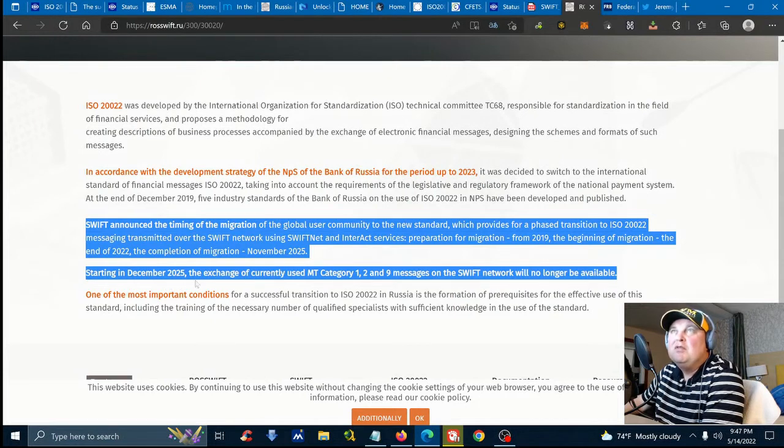Starting in December 2025, the exchange of currently used MT category 1, 2, and 9 messages on the Swift network will no longer be available. That's also just confirming that the two systems will piggyback on each other until 2025, and then eventually Swift will break off and no longer be a part of it, and the ISO 20022 system will completely take over, is pretty much what they're saying.